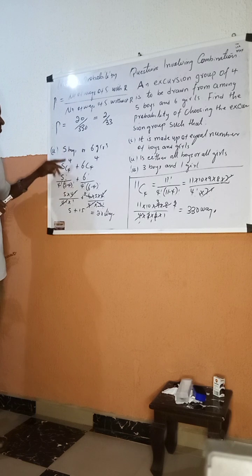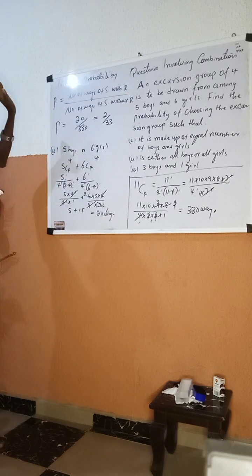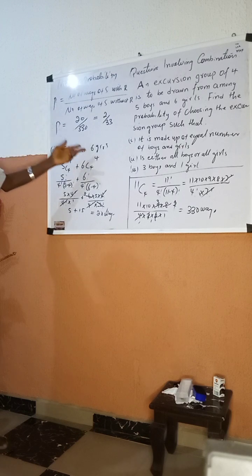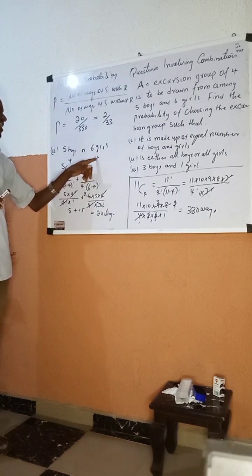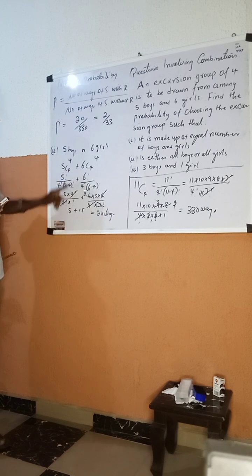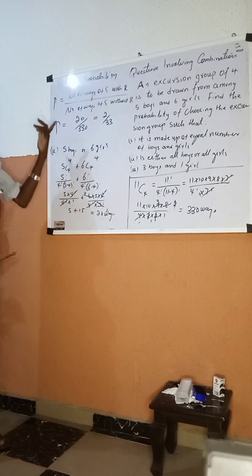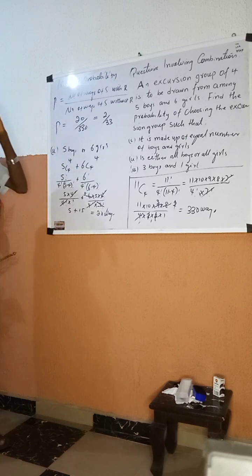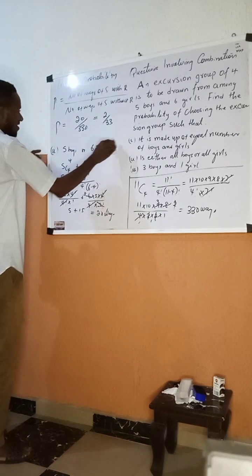Here are 5 boys. We either selected 4 boys to be in the excursion group, or, here are 6 girls, we selected 4 from the 6 girls to be in the excursion. And "or" means addition. So we have 5 combination 4 plus 6 combination 4. At the end, we arrive at 5 combination 4 is 5, and 6 combination 4 is 15, and 5 plus 15 is 20. And then in the probability, the number of ways of selection with restriction, all over the number of ways of selection without restriction. Thank you very much, and permit me to clean the board.